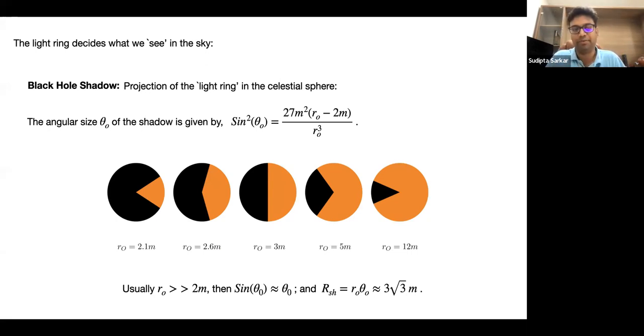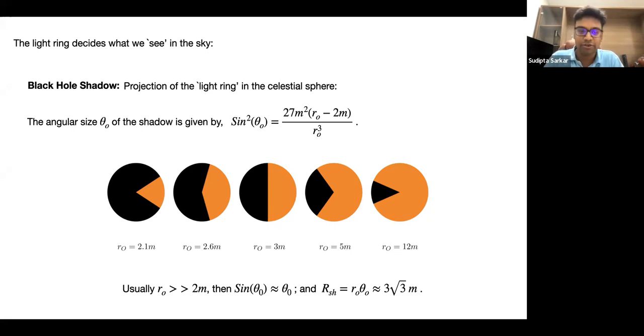A lot of people have defined this. So this is the angular size of the shadow. What I should see if there is a black hole is illuminated by the background. Okay, this is for the spherically symmetric case, where things are easy to understand. So this formula was probably first derived by Synge, and it is given by this formula.